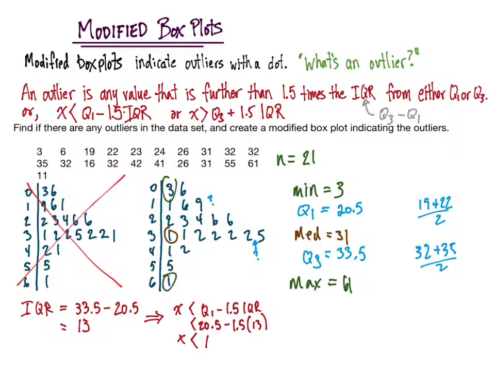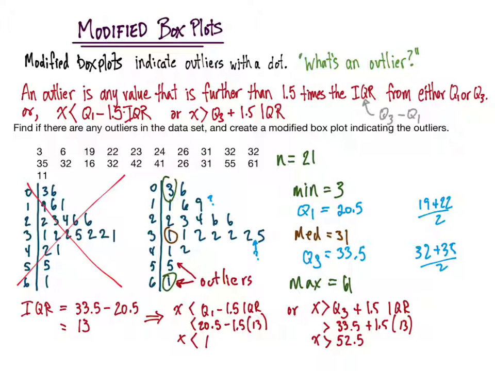But to find the unusually large number for an outlier, x would be greater than Q3 plus 1.5 times the IQR. So that would be 33.5 plus 1.5 times the 13. This time we get x is greater than 52.5. So any number greater than 52.5 is an outlier. And it looks like we're going to have two of them: 55 and 61 are both outliers.